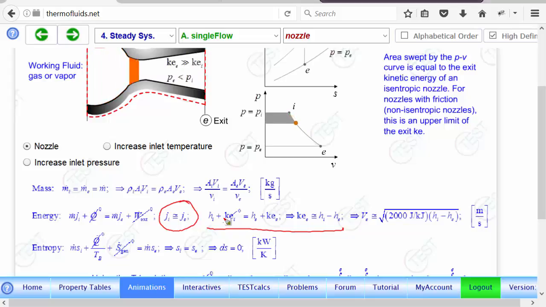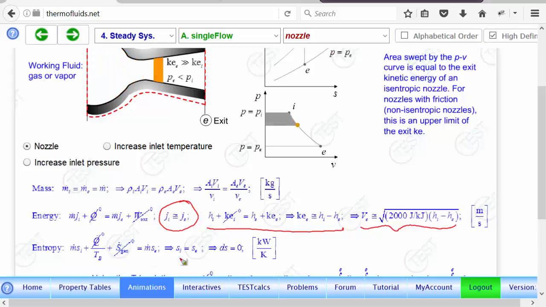However, because the purpose of the nozzle is to increase velocity, and kinetic energy goes as the square of velocity, the inlet kinetic energy can be easily neglected without changing the result much. And as you can see, when you solve this equation for velocity, we get a solution for the exit velocity.